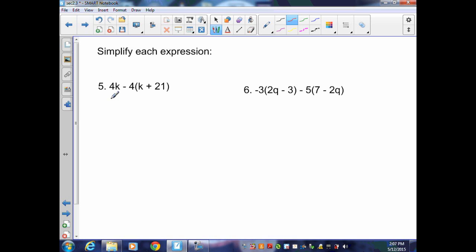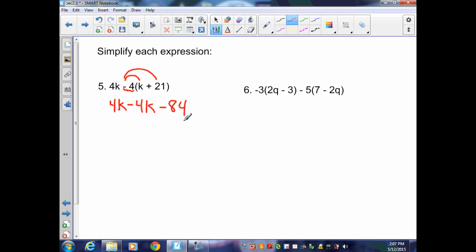Next, number 5, bring down the 4k. Distribute. Here I have to bring the negative with it, so I'm really using this as a negative 4 when I distribute. So this is a negative 4 times 1, which is a negative 4k. And a negative 4 times a positive 21. Negative times a positive is a negative. 4 times 21 is 84.